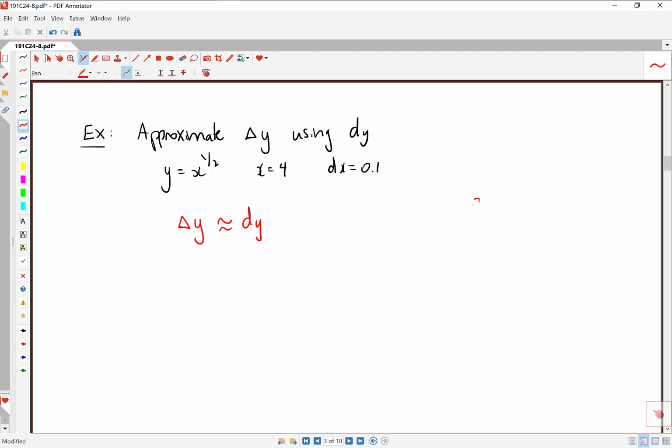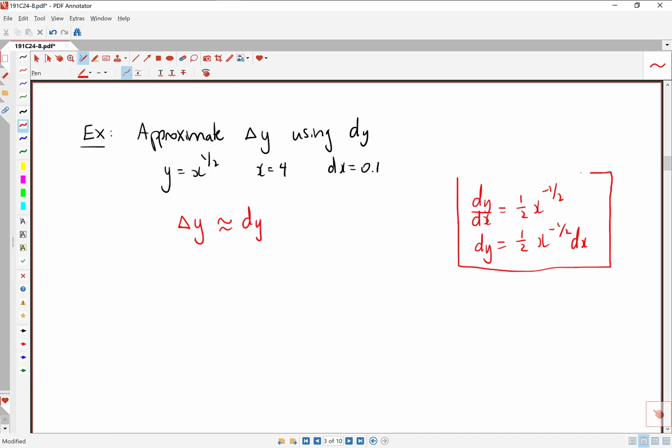So if you wanted, over on the side, you could say dy/dx is equal to 1/2 x to the minus 1/2. And then that would let you rearrange this to say dy is equal to 1/2 x to the minus 1/2 dx. So I just do that part over on the side, sort of optional. You can do it mentally if you like.